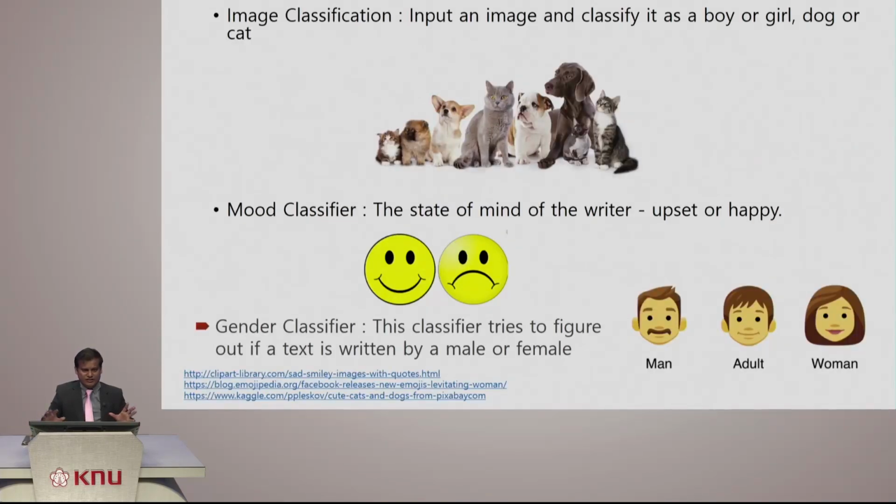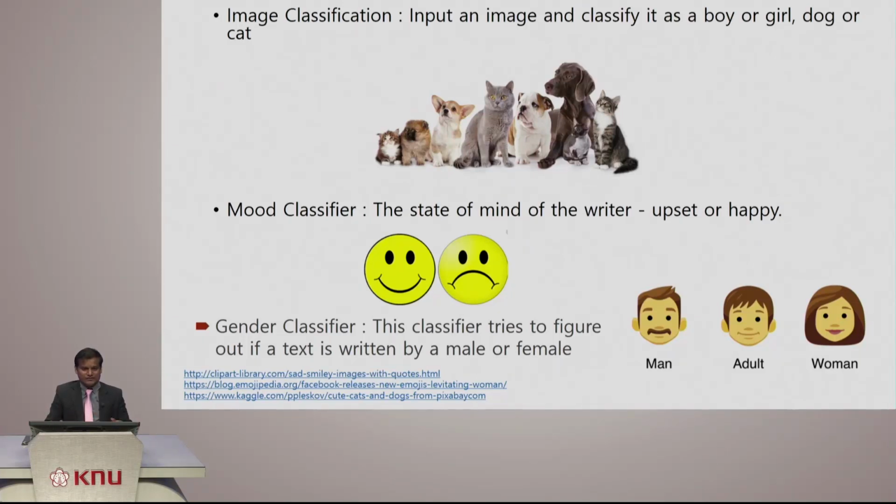Then comes image classification. You can classify just with an image. You can see whether it is a dog or a cat, or a man or a woman. All different types of classification can be done. Maybe even people classify whether this car is an Audi or BMW or Hyundai or Toyota. Yes, those classifications are also being done.